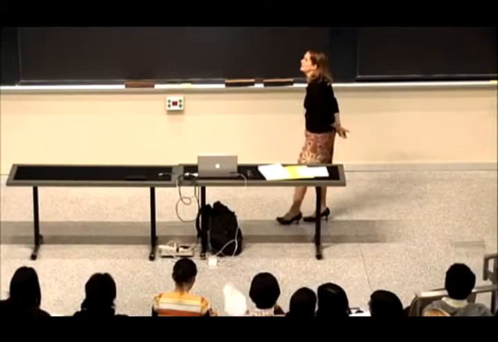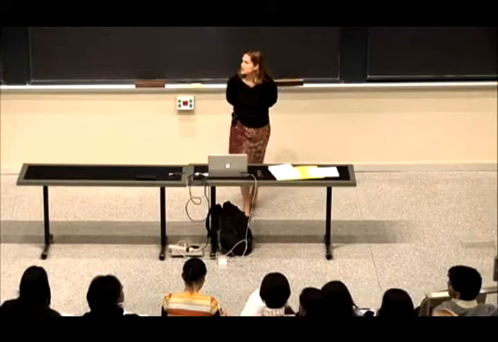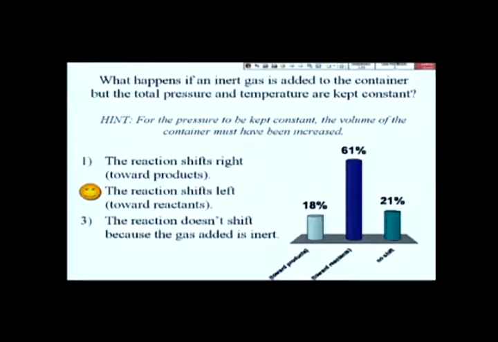All right, so let's think about it. The reaction is going to shift toward reactants. Let's think about why. Let's break it down. What was important is the hint that for the pressure to be kept constant, the volume of the container must have increased. So let's take a look at that.